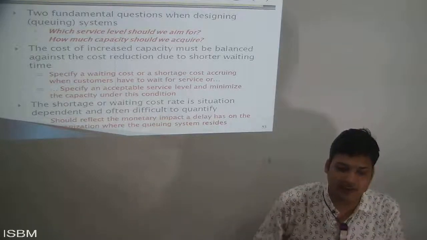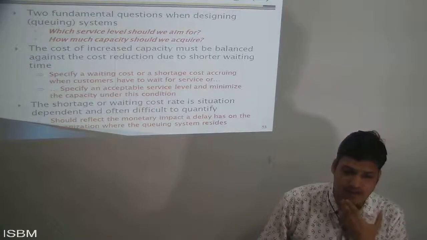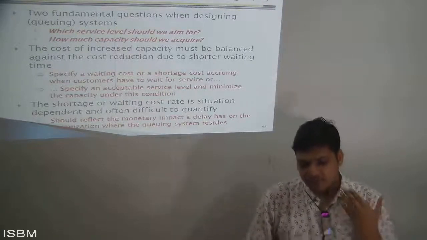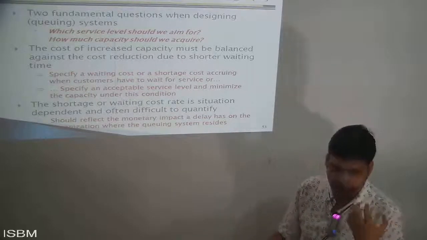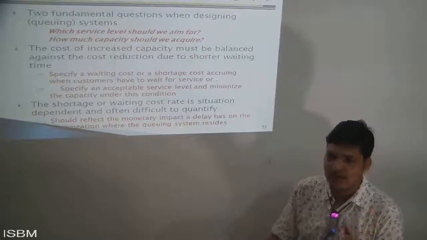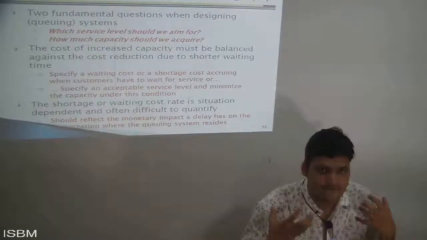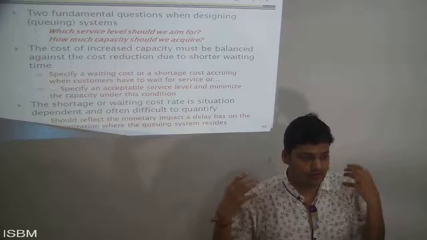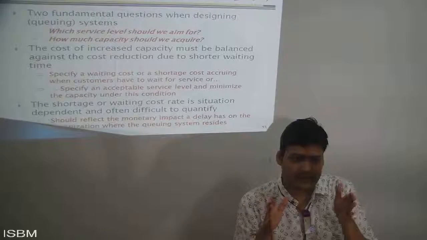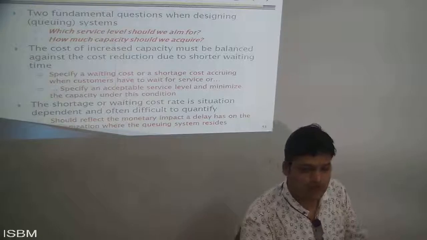The shortage or waiting cost rate is situation dependent, and often difficult to quantify. It should reflect the monetary impact a delay has on the organization where the queuing system resides. See, actually this is about the waiting. There should be some waiting cost. If the person is waiting, the waiting cost should be high. Waiting cost here is in the sense of time, because there is no cost involved when you are standing in the queue, but obviously time has been spent over there. So time is nothing but a cost in this sense, so they have used the word cost.